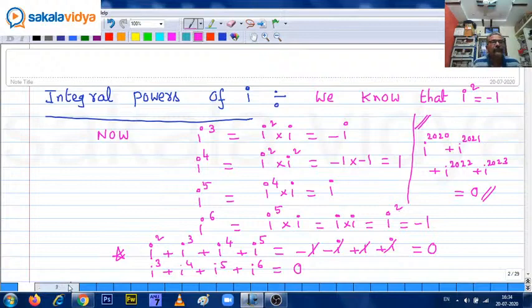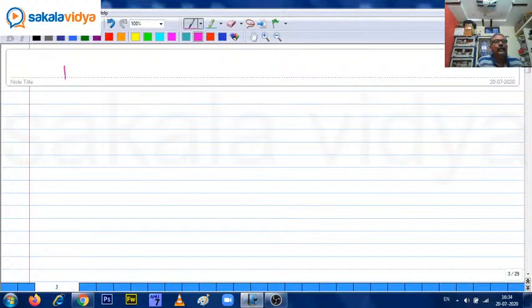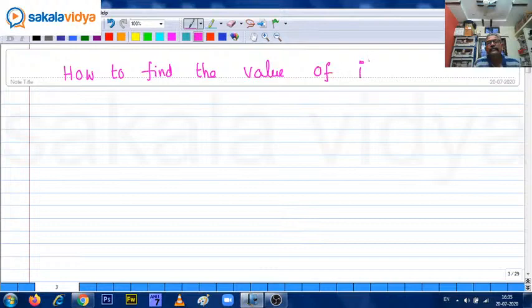So now, how to find the value of I raised to n, where n belongs to natural numbers? Some bigger numbers are there. How to find it out? Is there any technique for that? See, we have a shortcut, which I will explain.